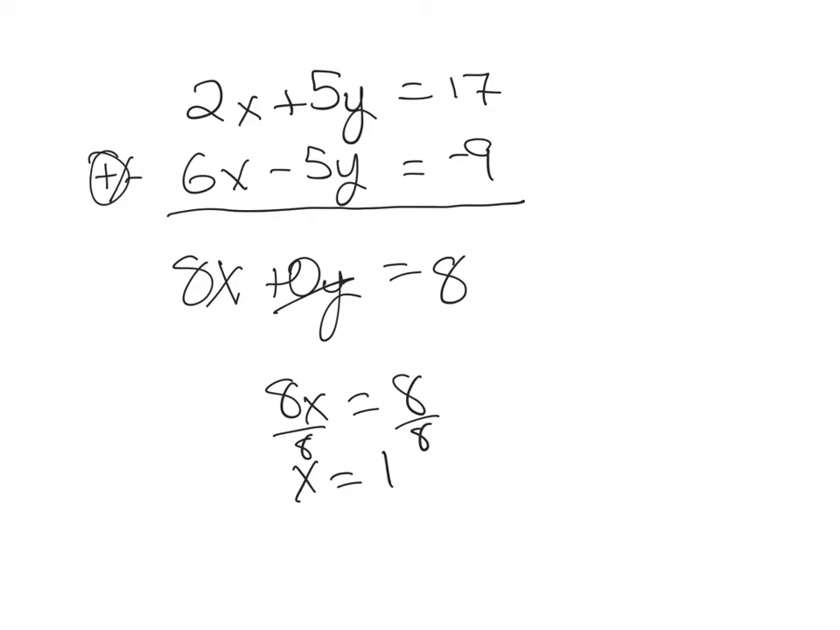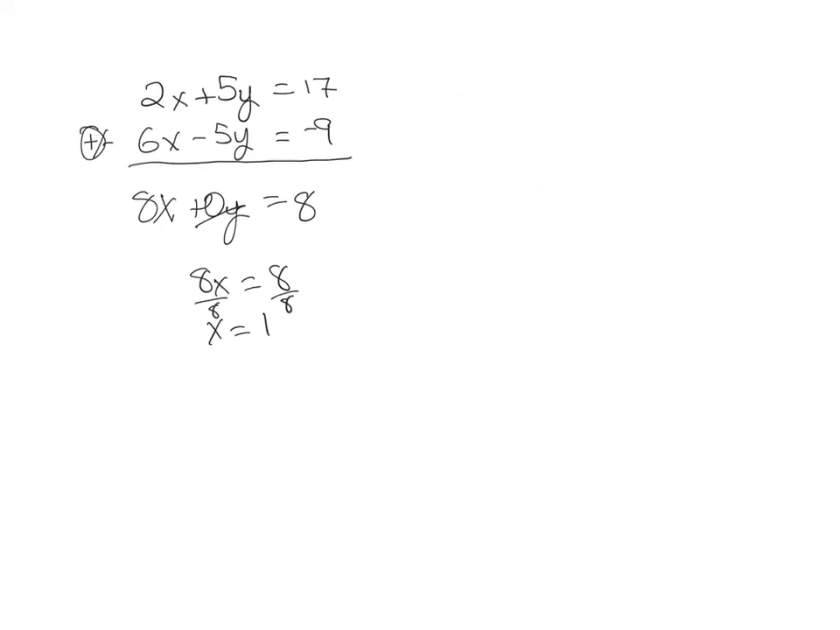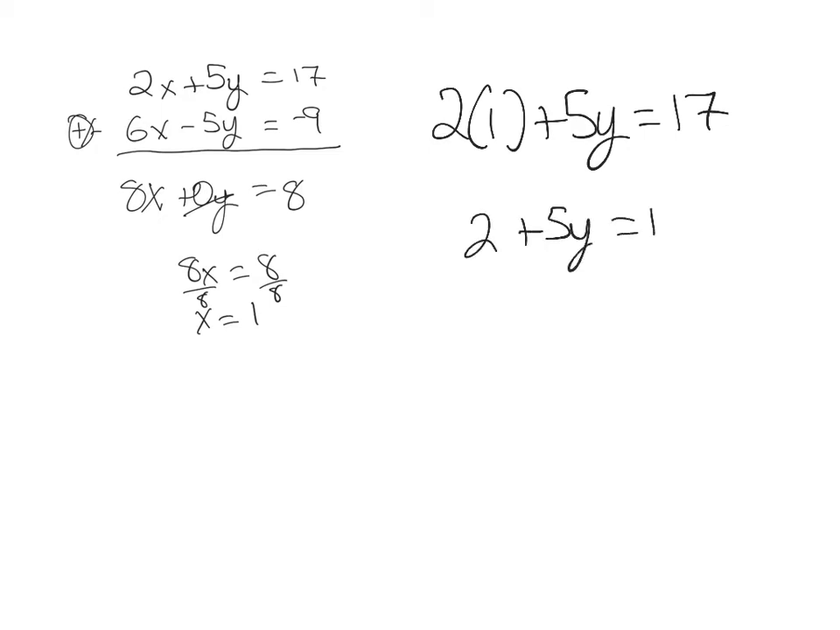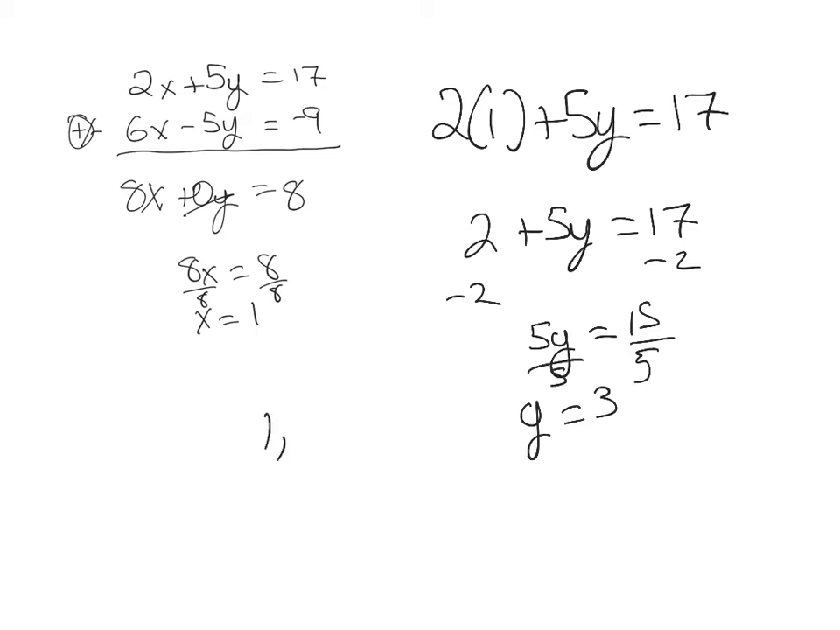Now once you've done it for the one variable, we have x, we need to go back and solve for y using one of these two equations. Doesn't matter which one. I'm going to choose the first equation. 2 times 1 plus 5y equals 17. 2 plus 5y equals 17. Subtracting 2 from both sides, 5y equals 15. Y equals 3 after the division property of equality again. So now I have my answer: (1, 3) is the solution to this system. That's just a different method for solving systems of equations.